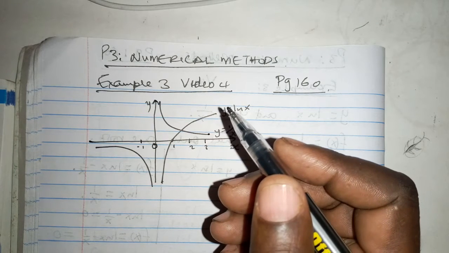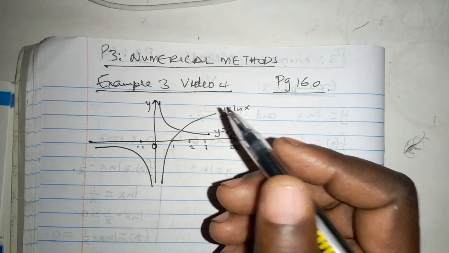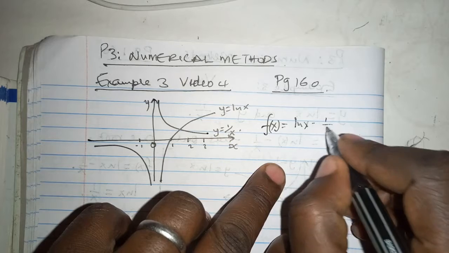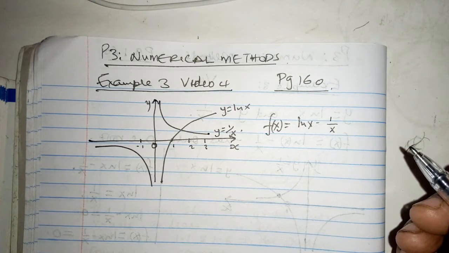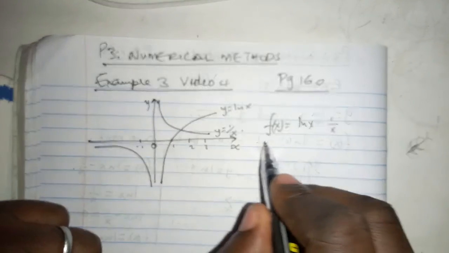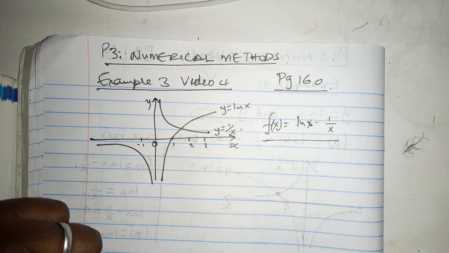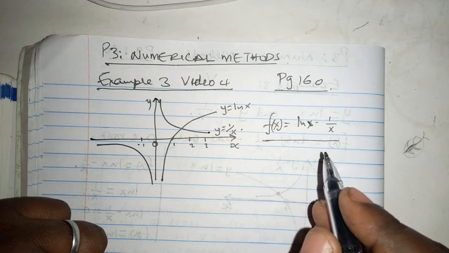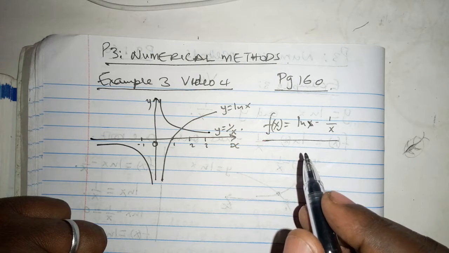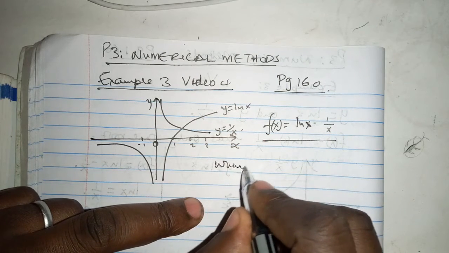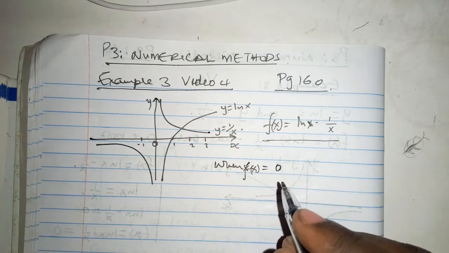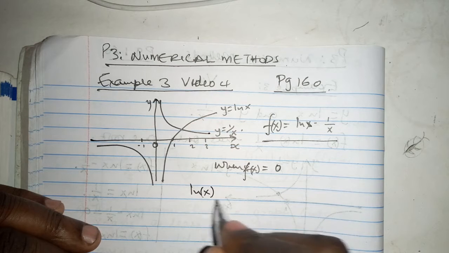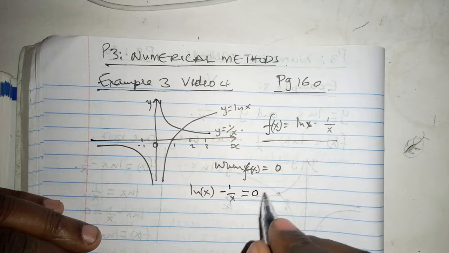We are told to explain how your diagram shows that the function f(x) equals ln x minus 1 over x has only one root. Now you must realize that this function, ln x minus 1 over x, is just one of the same thing, and especially when we are talking about this graph and this graph, when f(x) equals 0, because we should solve all the functions when they are equal to 0. At that particular point, ln x minus 1 over x is the one which is supposed to be 0.